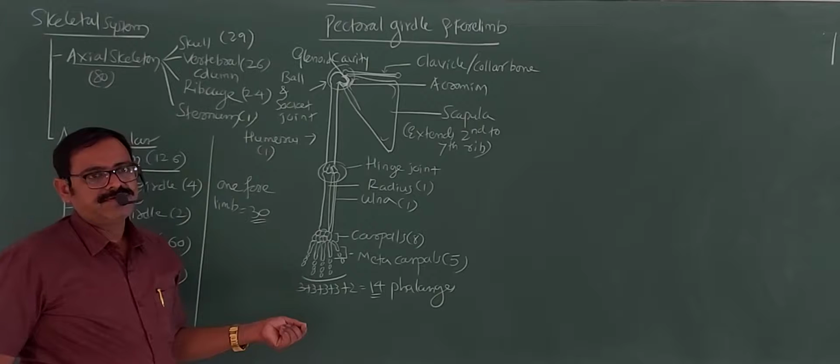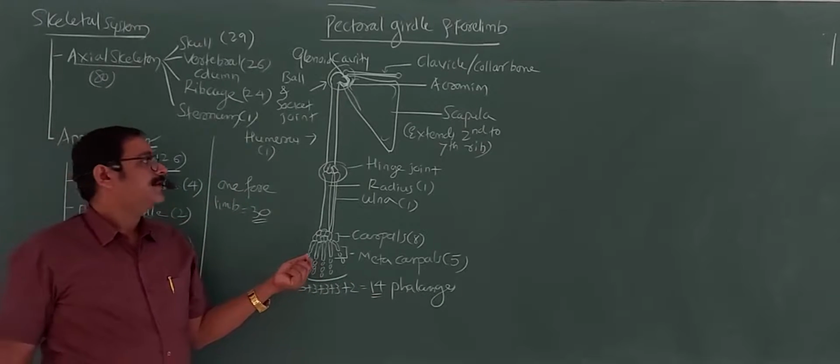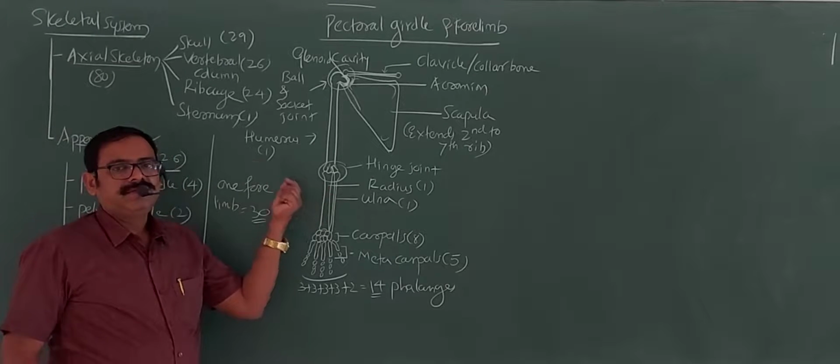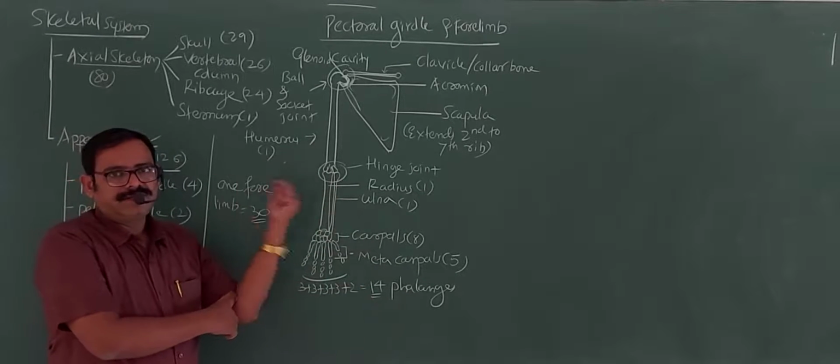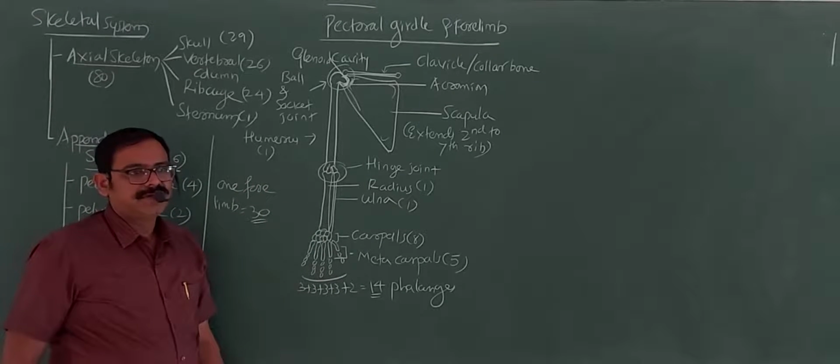In doors and windows we find the hinge. So only in one direction we can close the door. Like that, here we have the joint, and only in one direction we can close or open. This is called a hinge joint.